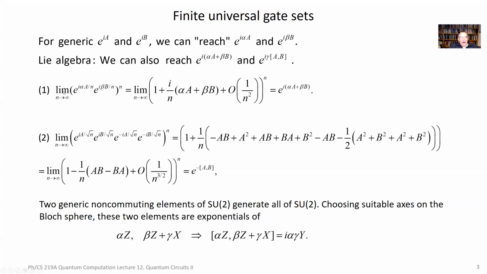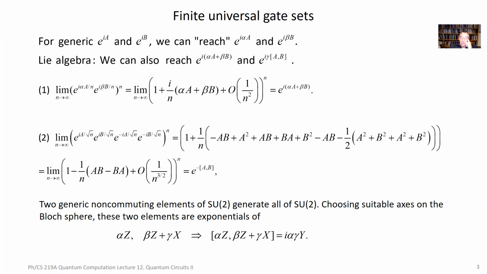And then by constructing circuits like this, in which A and B alternate many times, I can get as close as I want to e to the i(αA + βB). So in the Lie algebra language, if I think of the generators of the sets of unitaries that I can reach, if A is such a generator and B is such a generator, then so is αA + βB. So the generators really form a linear space. They form a vector space.